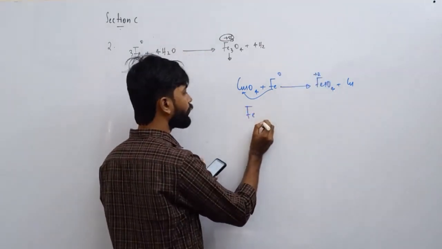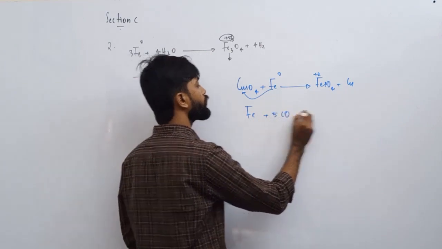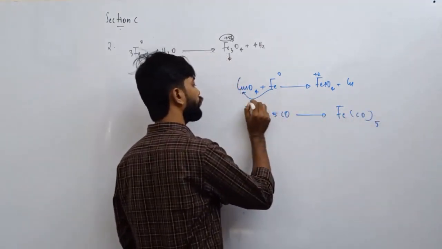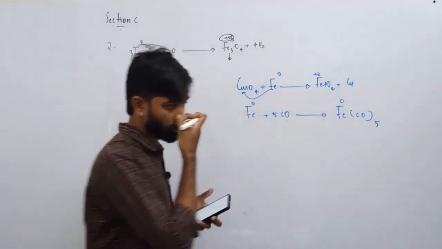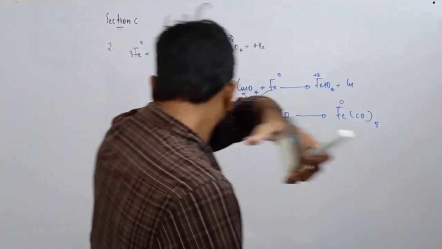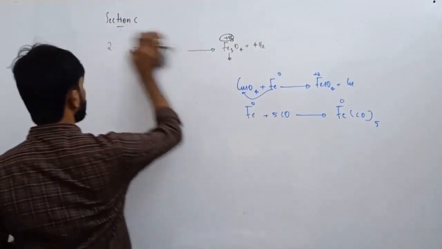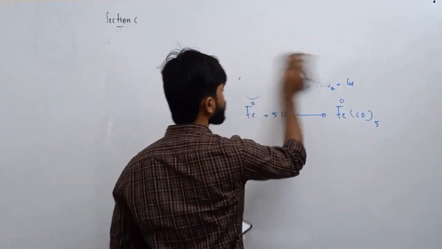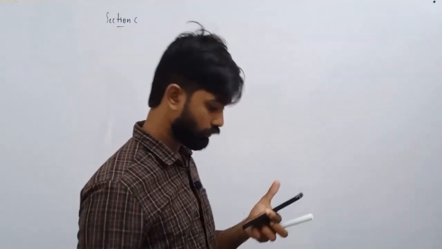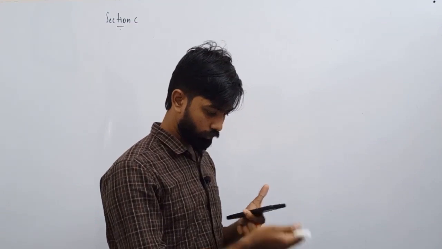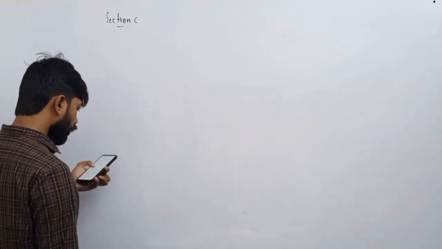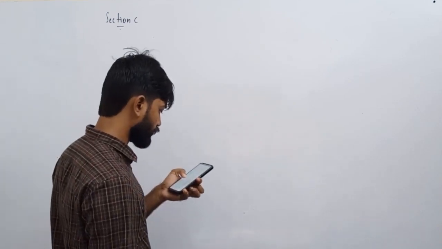What about the next one? The formation of iron pentacarbonyl. Iron plus 5CO forms Fe(CO)5. And I already told you that in metal carbonyls, the oxidation state of the metal is 0. So there is no change in the oxidation state of the metal when it forms a carbonyl. So it is not a redox reaction where iron is oxidized. So the choice, we can choose it as the fourth. Okay. The next question.